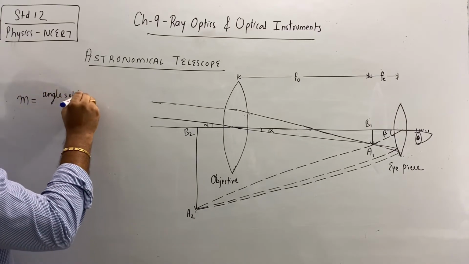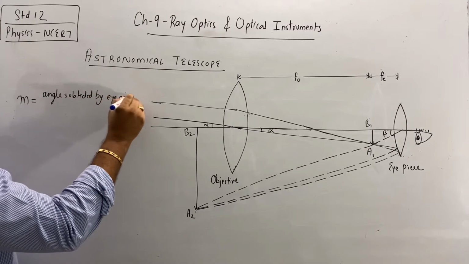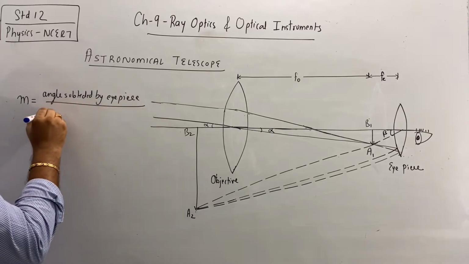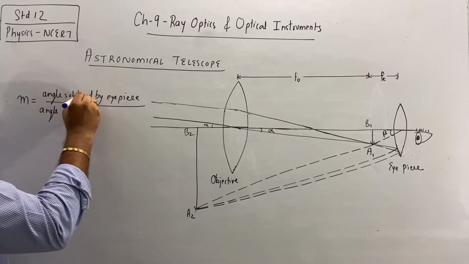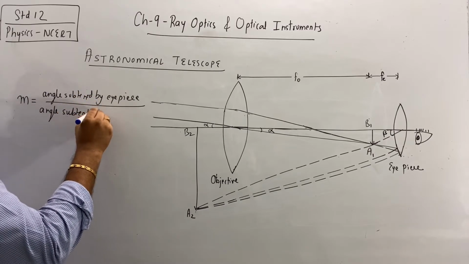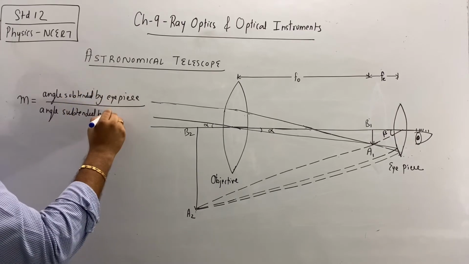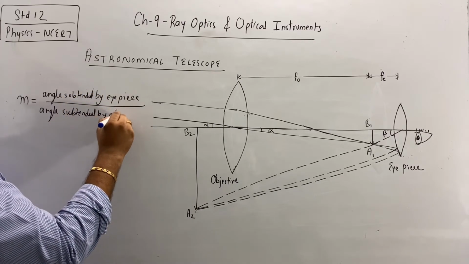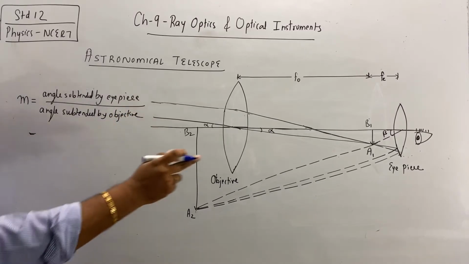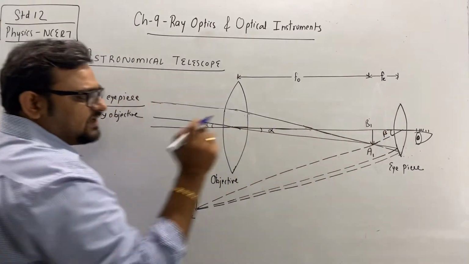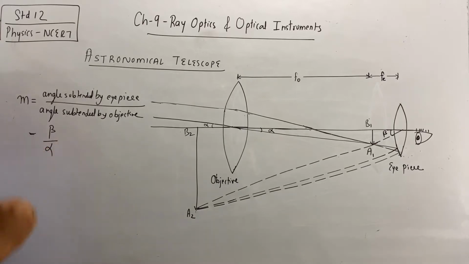Angle subtended by eyepiece to the angle subtended by objective. Clear? So here, what is the angle subtended? I am taking here as beta and here as alpha. This will be equal to beta upon alpha.